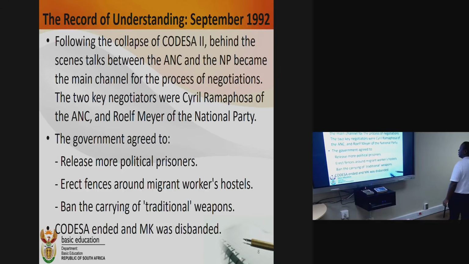The government agreed to release more political prisoners. It should erect fences around migrant workers' hostels. Also, the government banned the carrying of traditional weapons. So, all those were the agreements between Roelf Meyer, representing the National Party, and Ramaphosa, representing the ANC. In other words, both political parties agreed that in order for us to stop this ongoing violence, the negotiations should carry on.